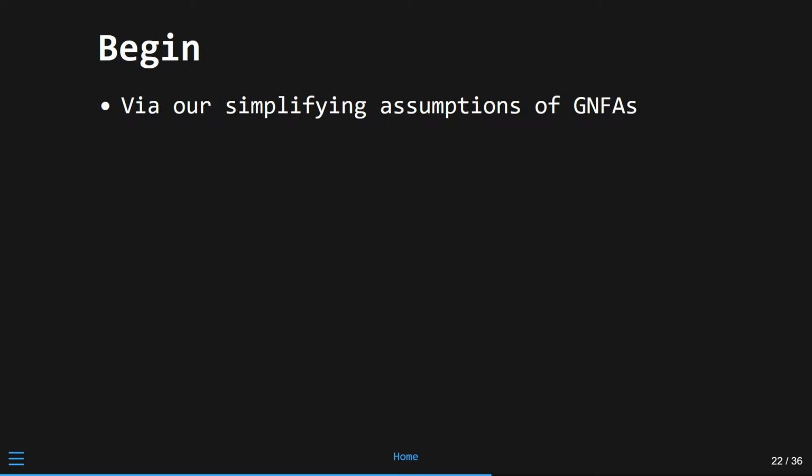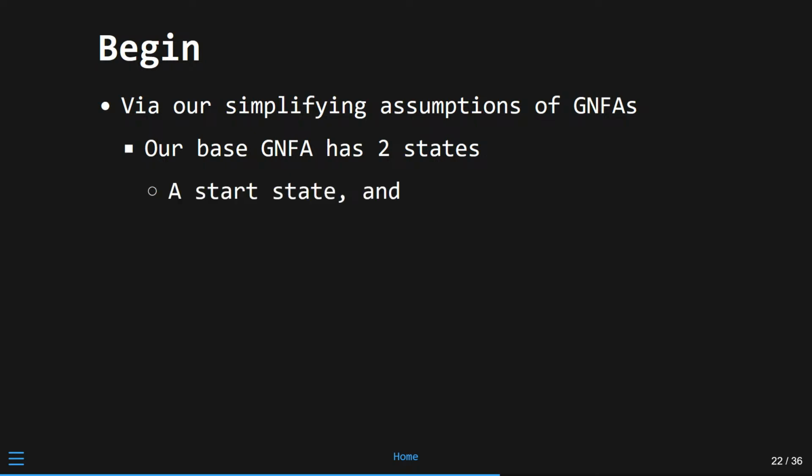Okay, so we're going to begin. How do we begin? We're going to use our simplifying assumptions. Our base GNFA has 2 states. What are the 2 states? The start state and the accept state. What are they connected by? They're connected by 1 edge, and that edge has the name of a regular language on it, because that's what we're labeling our edges with. Okay. Start state, end state. I should call it the accept state. I should call it the final state.